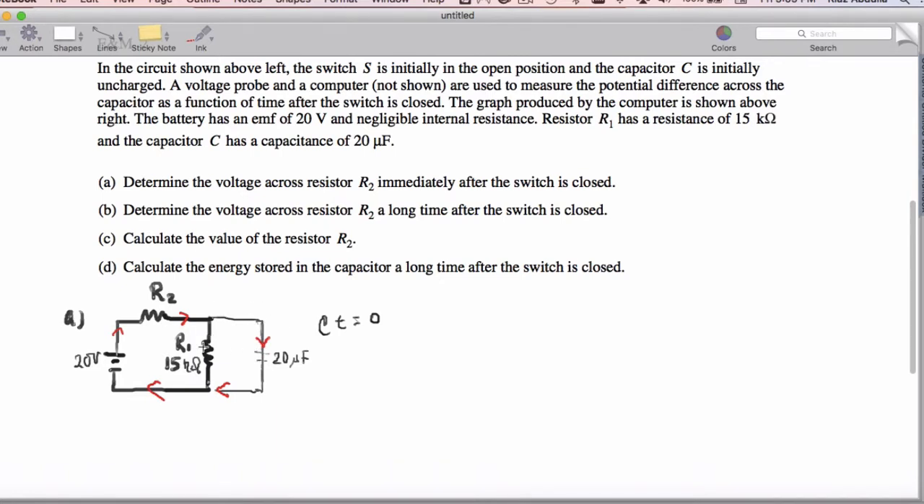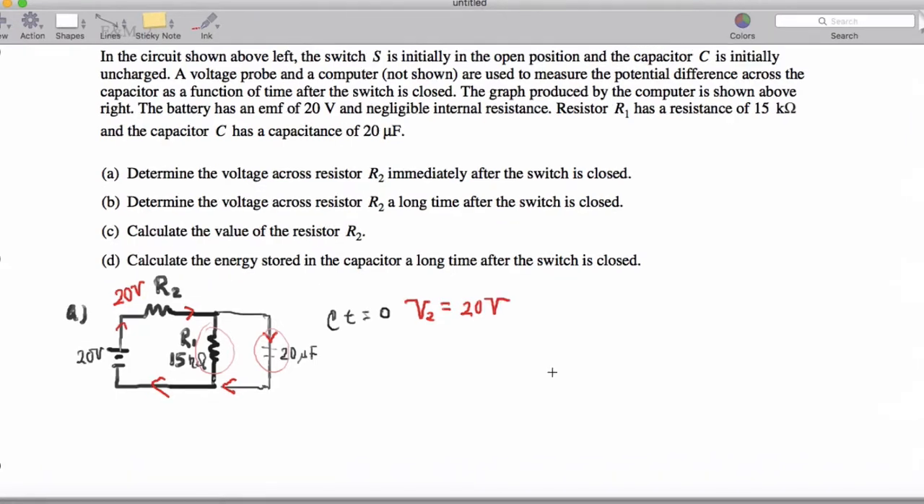So what that tells us is that there's no volts across this resistor because there's no volts through this wire. They're in parallel. All of the voltage gets consumed by R2. So it actually turns out that V across R2 in part A is going to be 20 volts.